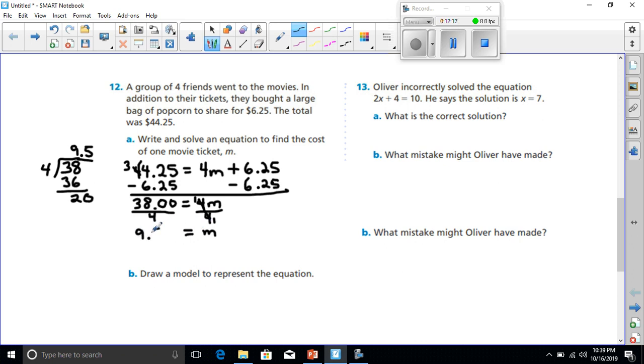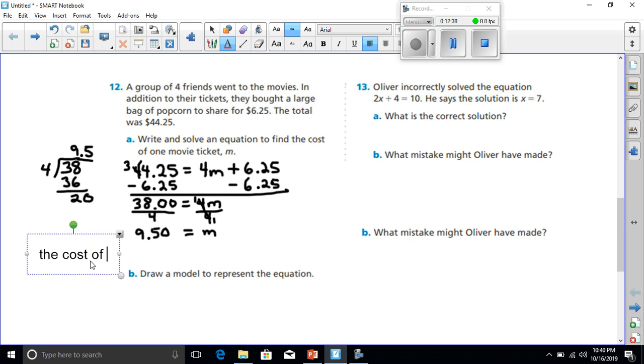Now remember, we're talking about money here, because it's saying how much is the cost of a movie ticket. So if I'm looking at 9.5, I'm thinking $9.50. All right, so the cost of one movie ticket is $9.50.